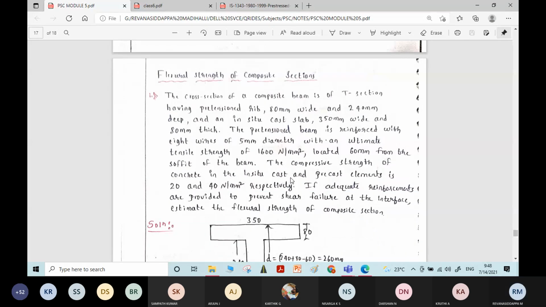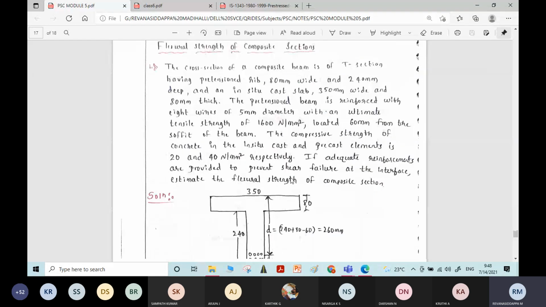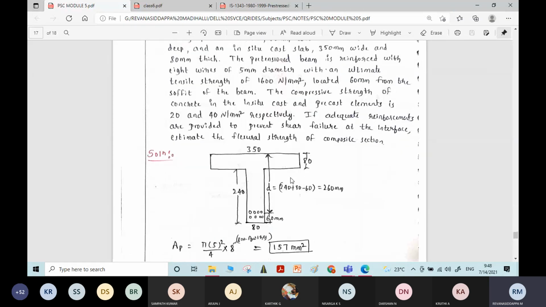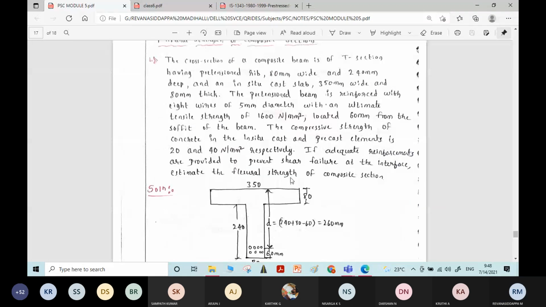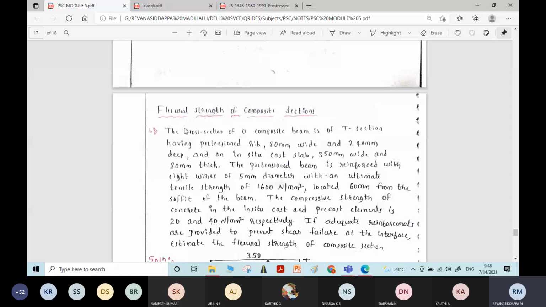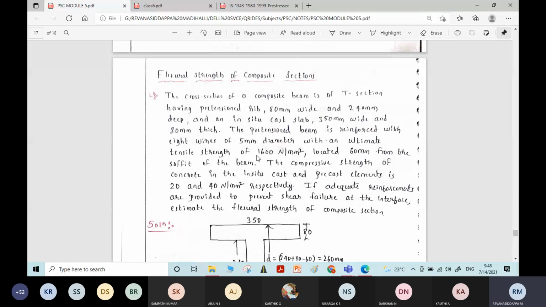Now we will solve one problem on flexural strength of the composite sections. It is 100% similar to that of flexural strength of the normal PSC beam. 100%. There is nothing different. Let me explain that. You just go through the problem.